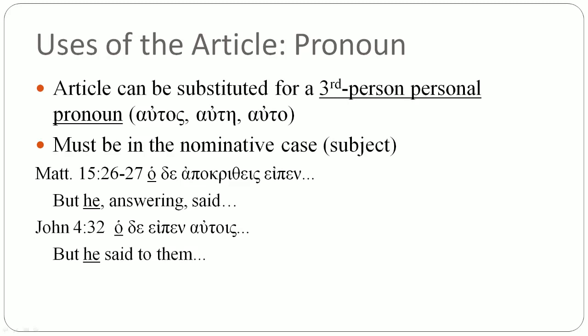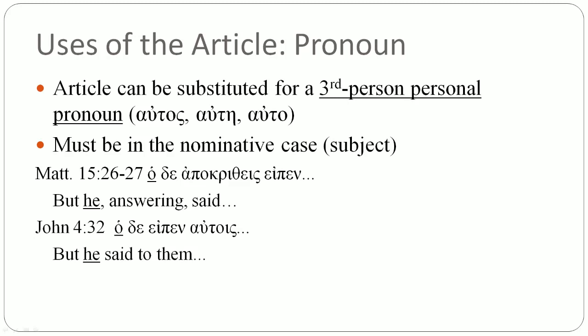Let's go over this first one. One of the major uses of the article is actually as a pronoun. It can be substituted for a third-person personal pronoun, those being the personal pronouns in Greek: masculine, feminine, and neuter, so that's he, she, or it. These must be in the nominative case. Anytime the article is standing in for a pronoun, it's going to be in the nominative, so it will be the subject.